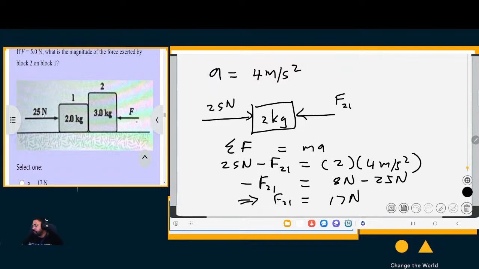So the force that block 2 exerts on block 1 is 17 newtons. Okay, I hope you guys understand that.